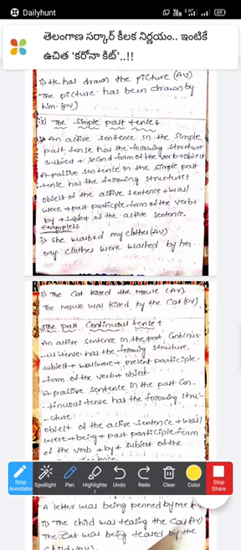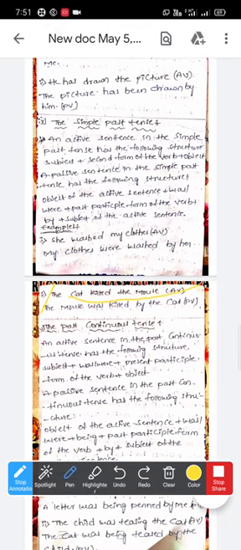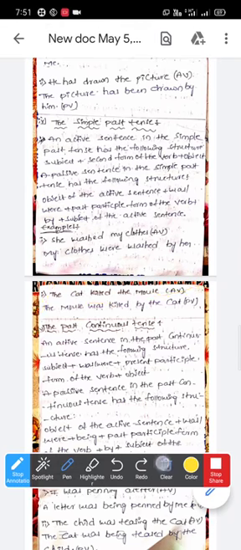Then seeing the second example of simple past tense. The cat killed the mouse. This is the active form, and changing into passive form: the mouse was killed by the cat. This is the passive form.